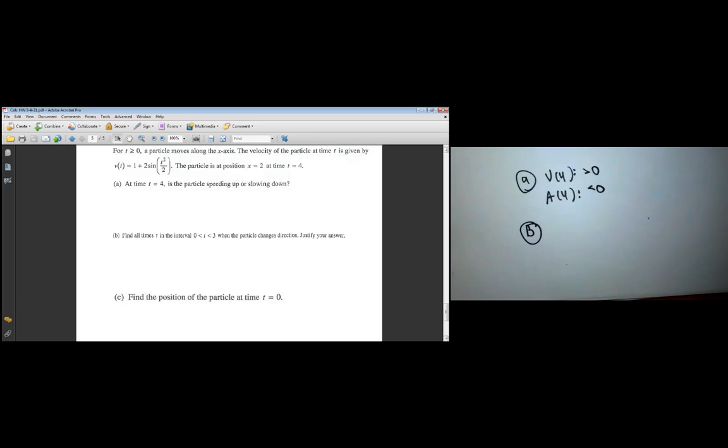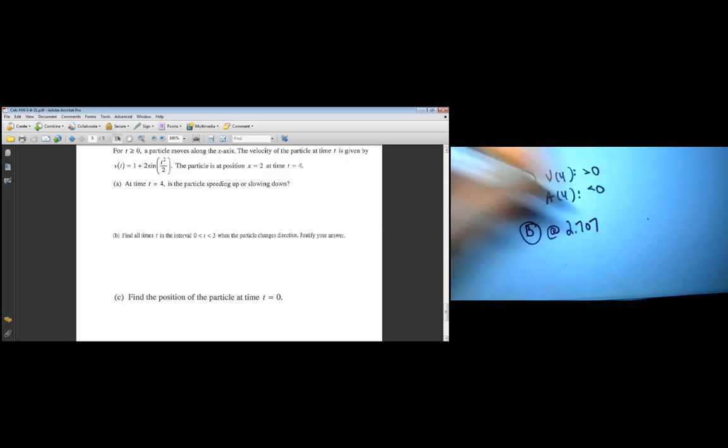Okay, good. All right, B, find all the intervals or all the times in the interval 0 to 3 where the thing changes directions. First thing you should do is change your interval to 0 to 3, and then figure out where the graph crosses the x-axis. So you would graph it and find the zeros. Just make sure you're only finding them from 0 to 3. Where did this cross at?